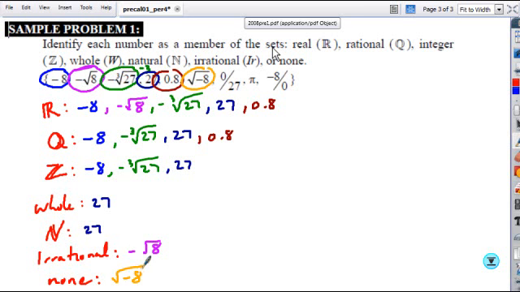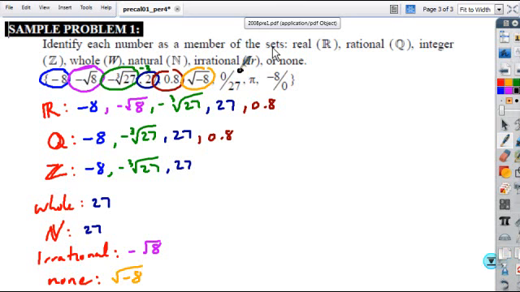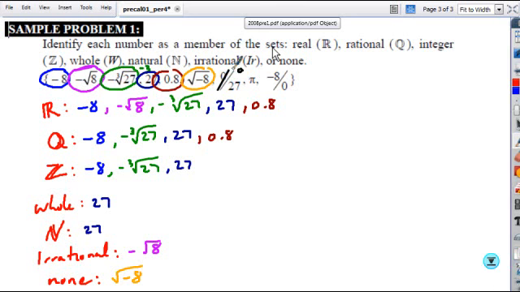Okay, what about 0 over 27? What is that value going to be? Zero over 27 has a value of 0. So when you look at it, what's the most specific category for the value 0? Is 0 a natural number? No. The most specific you can get is whole number, which means it's also integer, also rational, also real.